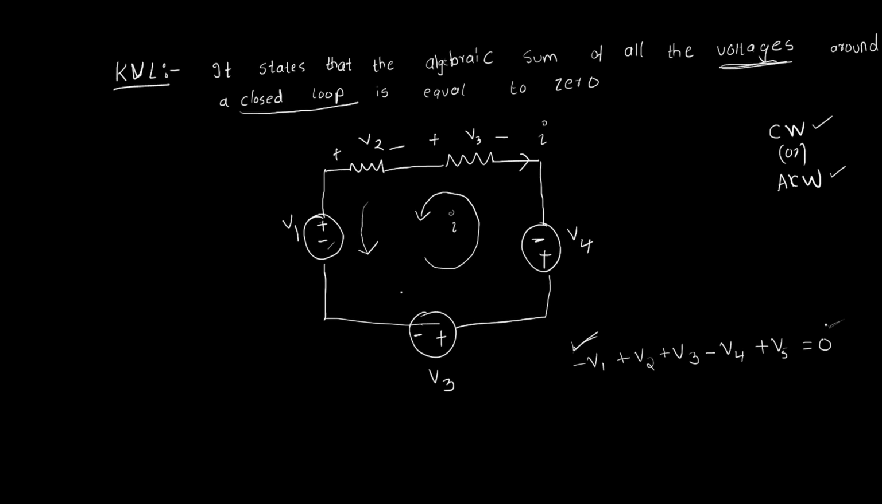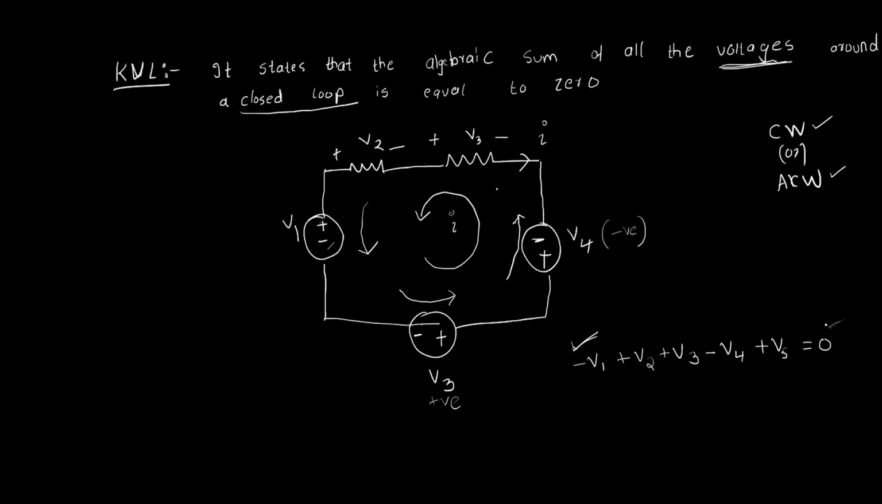In the same way, here at V3, the iteration will be in this direction. As the iteration is from lower potential to higher potential, the value of V3 will be positive. In a similar manner, here the iteration will be in this direction, going from higher potential to lower potential. So the value of the voltage V4 will be negative 2.